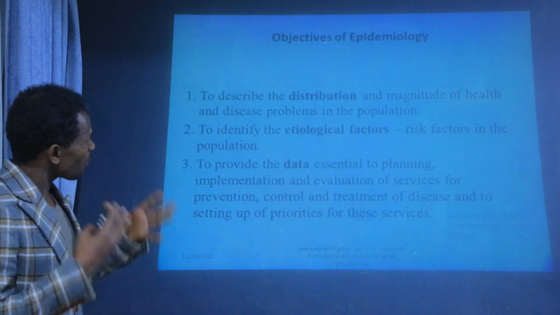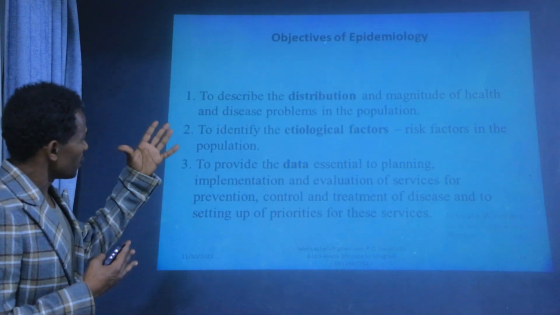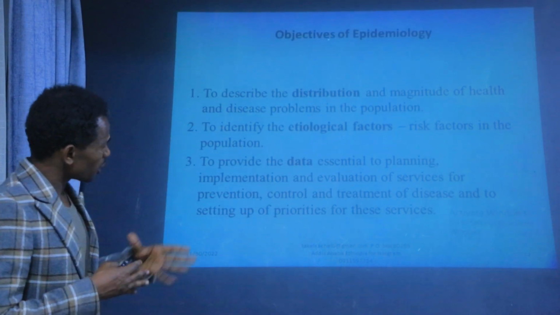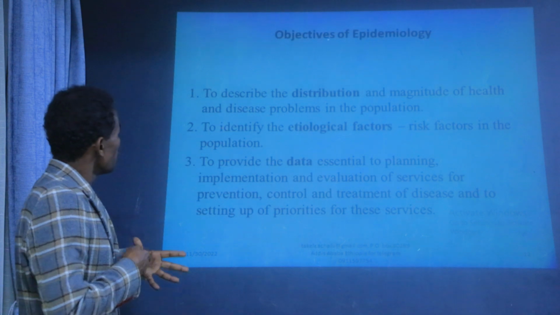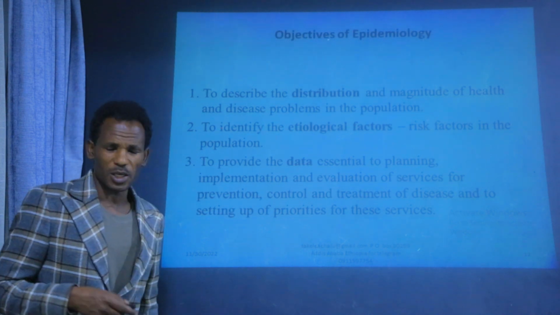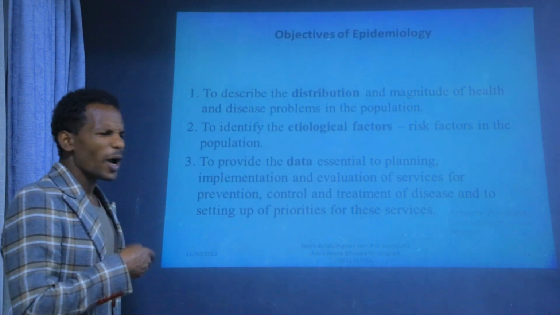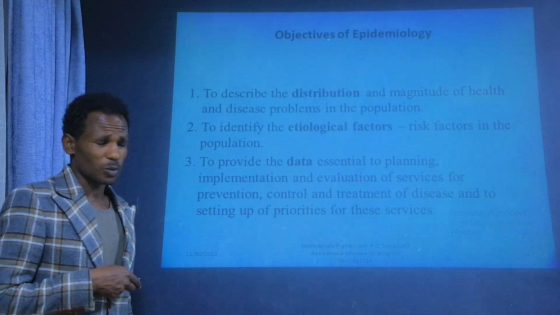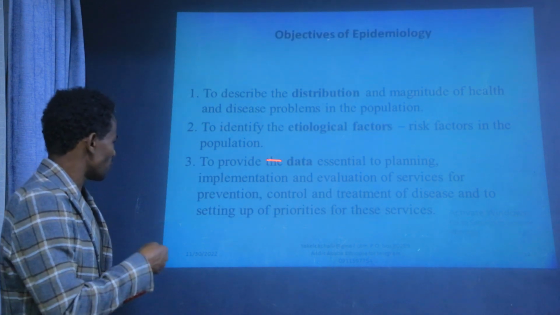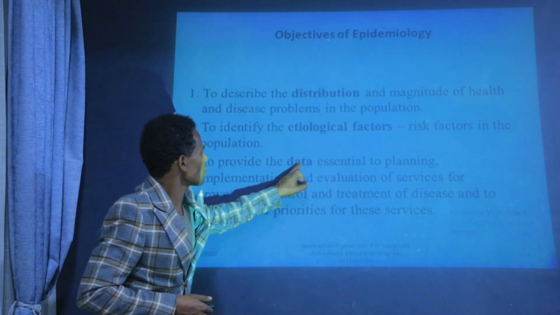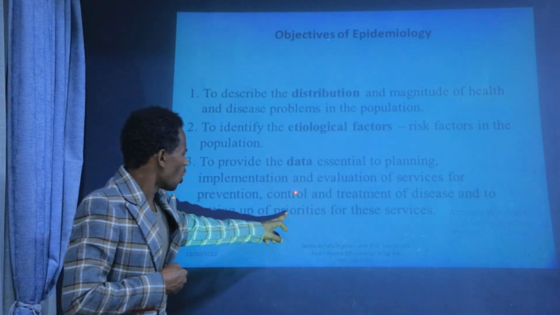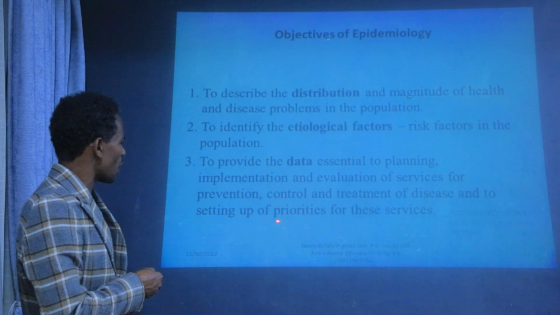There are several objectives in epidemiology, but in this class there are about three. The first is to describe the distribution and magnitude of health problems in the population. The next is to identify the etiological factors, which means the risk factors in the population. The other is to provide the essential data for the planning, implementation, and evaluation of services for the prevention, control, and treatment of disease, and for setting priorities for the services.